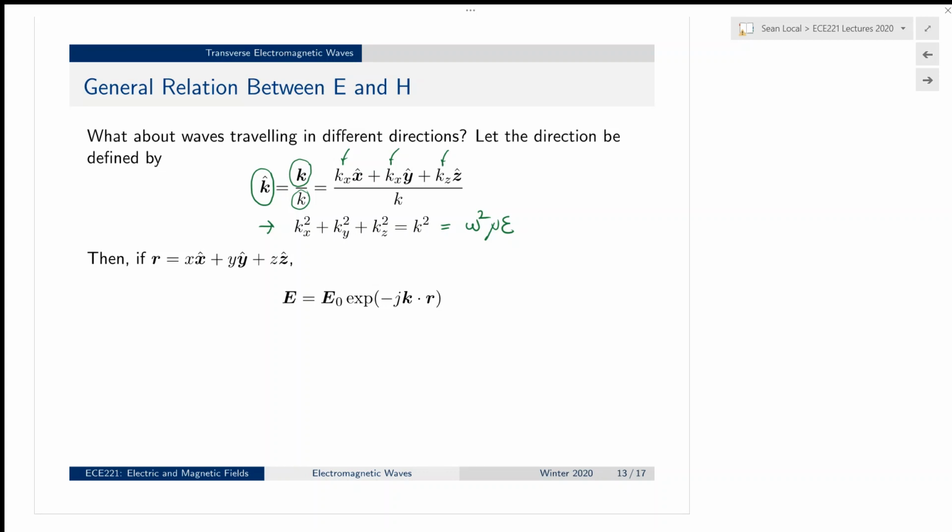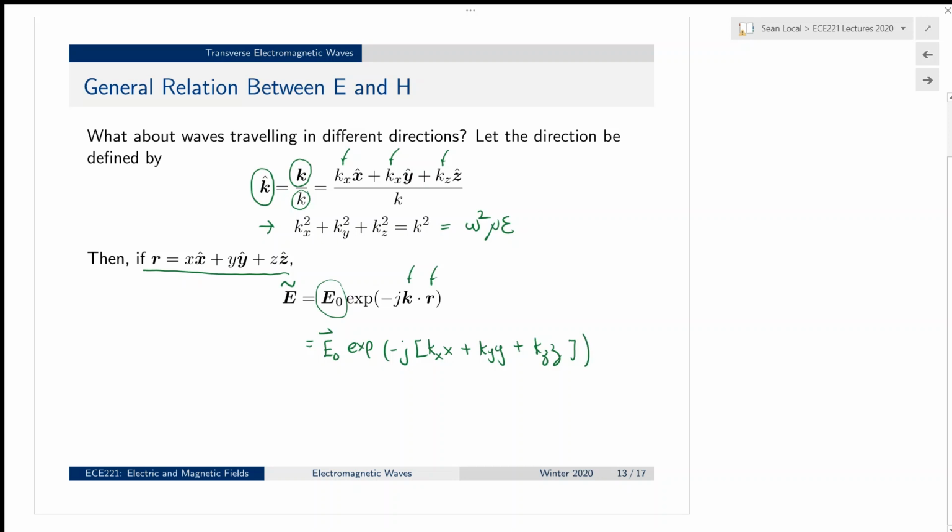And then if we define an arbitrary position vector r, as shown here, that has some arbitrary x, y, and z coordinates, then we can in general describe our electric field phasor, E tilde, as E naught, which describes the polarization of E, which we haven't elaborated on yet, times an exponential which contains the dot product of the vector wave number and the position vector. So if we expand this, this would be E naught times exp minus j times kx times x plus ky times y plus kz times z, if you evaluate that dot product.